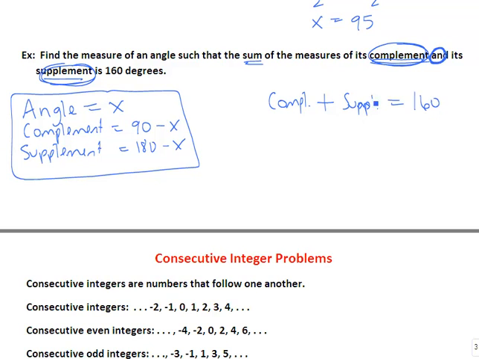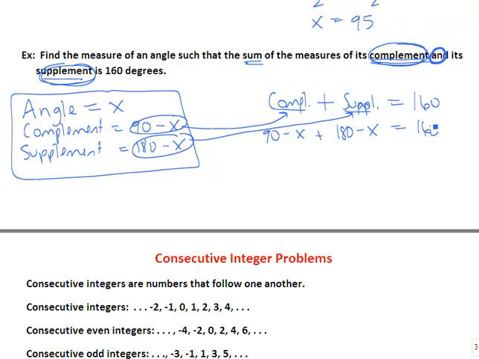So pretty simple equation initially with words. Now what we need to do is substitute in the appropriate expression for complement and supplement. So 90 minus x goes in for complement, and 180 minus x gets substituted in for supplement.